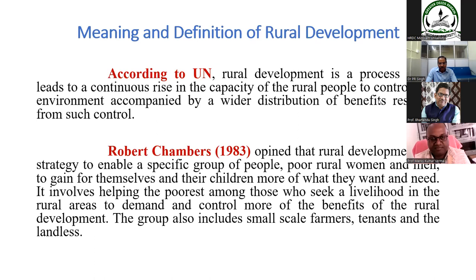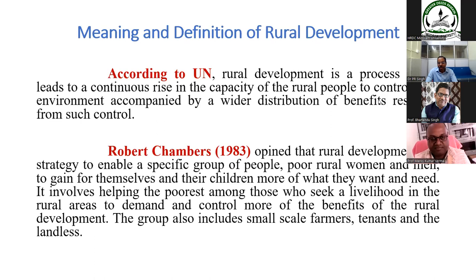Then Robert Chambers, in 1983, gave another definition related to rural development. It is enabling a specific group of people, either poor rural women or men. How do we enable them? By education, by financial support, by programs run by different organizations, either government or non-government organizations. They include all these things in their definition. Chambers's definition is to help them gain for themselves and their children more of what they want and need. It involves helping the poorest among those who seek a livelihood in the rural area to demand and control more of the benefits of the rural area.